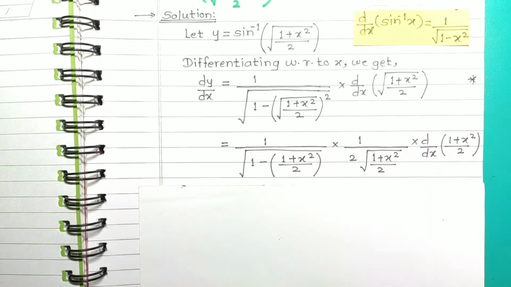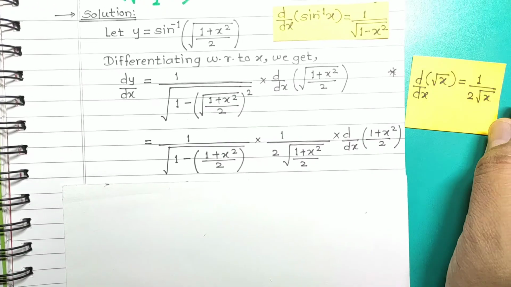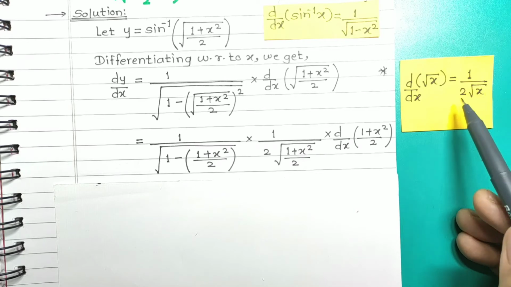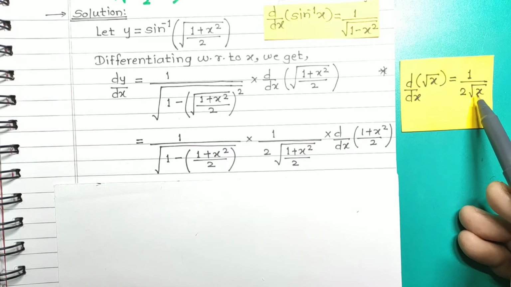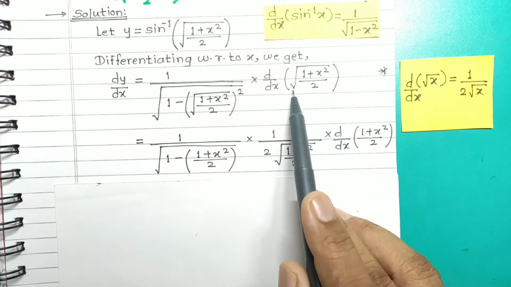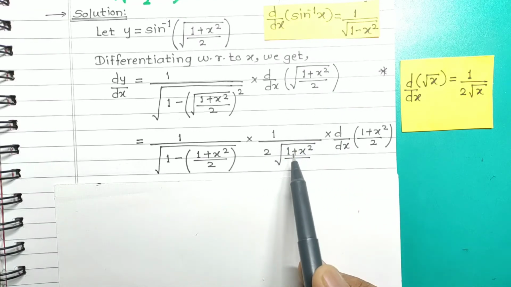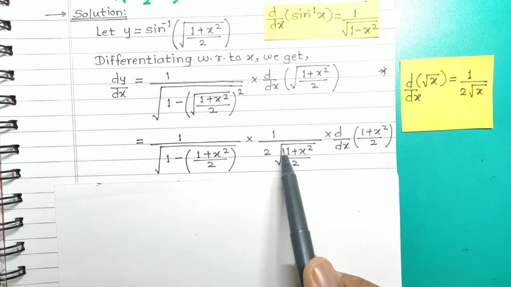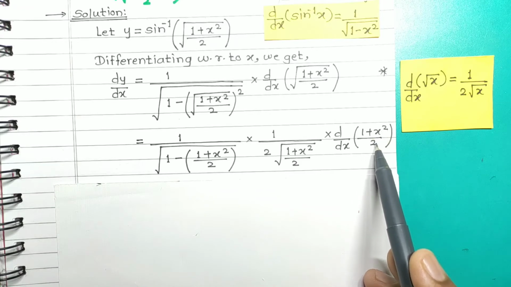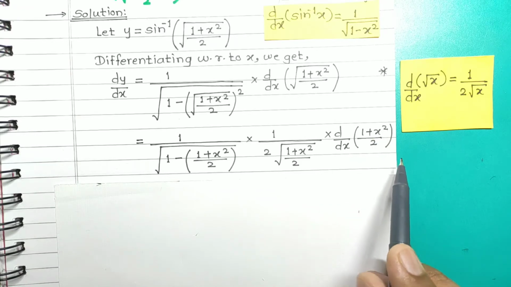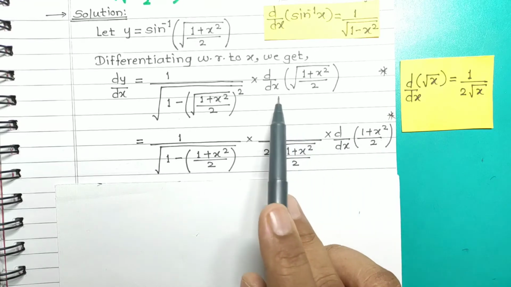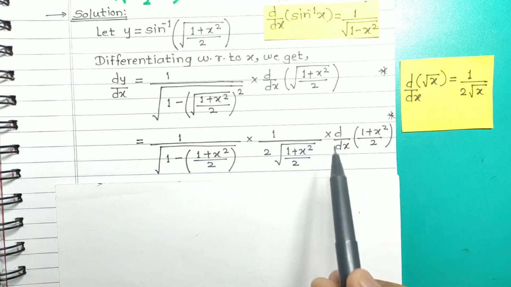So we have, see, derivative of square root of x as 1 upon 2 root x. So using this standard form, we are going to write derivative of this composite function using chain rule. Root of something, derivative is 1 upon 2 root of something into derivative of something, which is (1 plus x square) upon 2. Okay, you again note this step properly. We have used chain rule to evaluate this derivative.